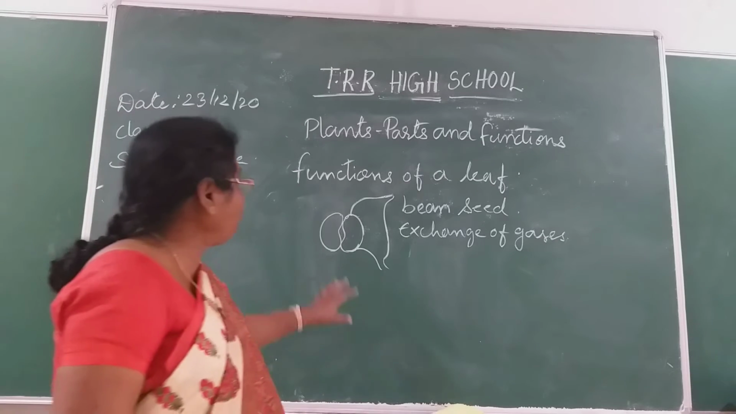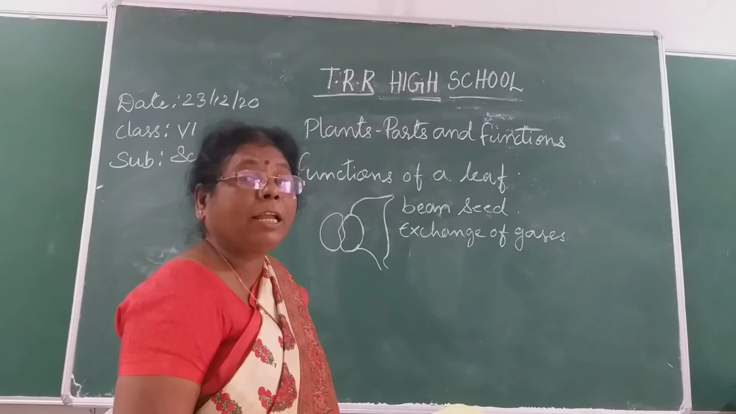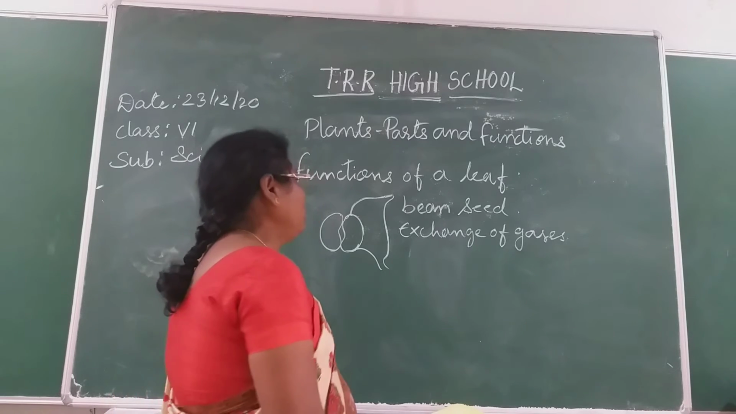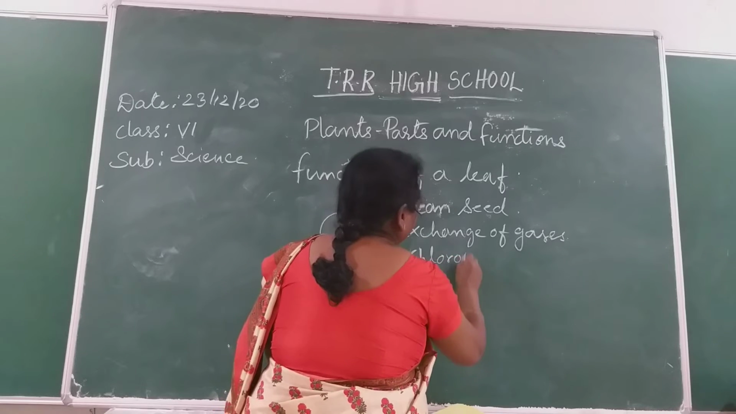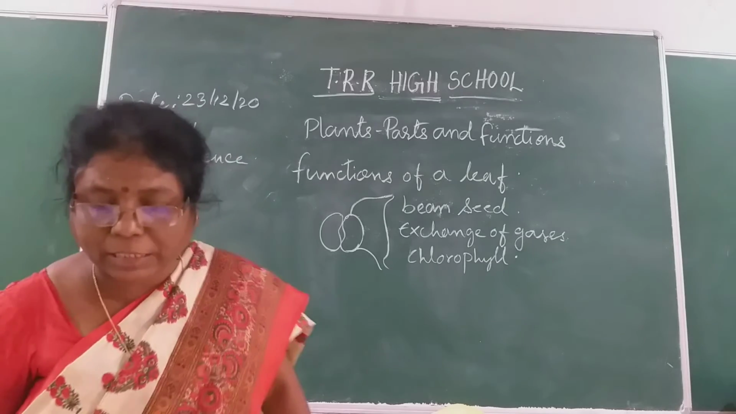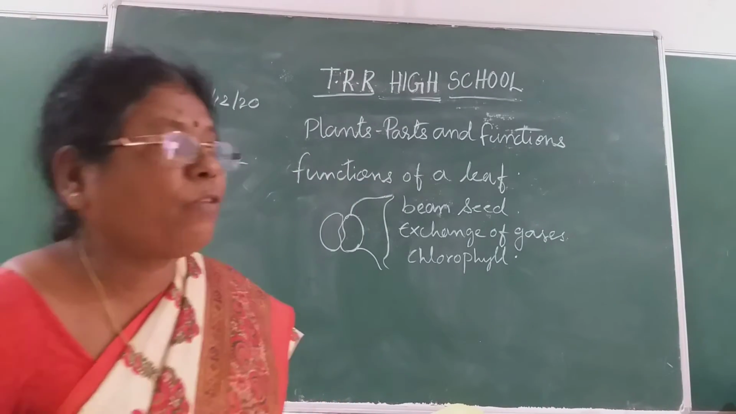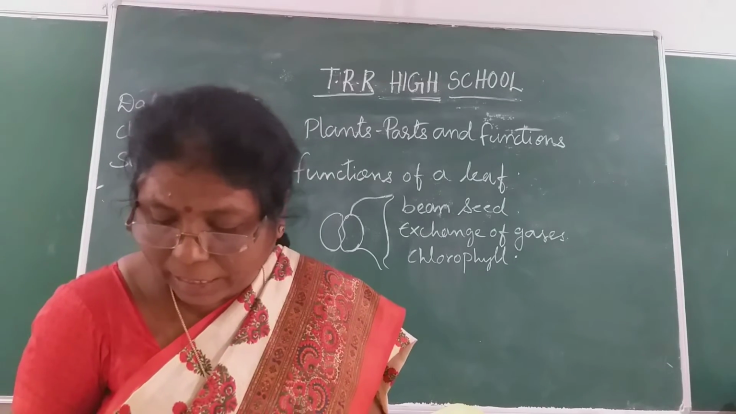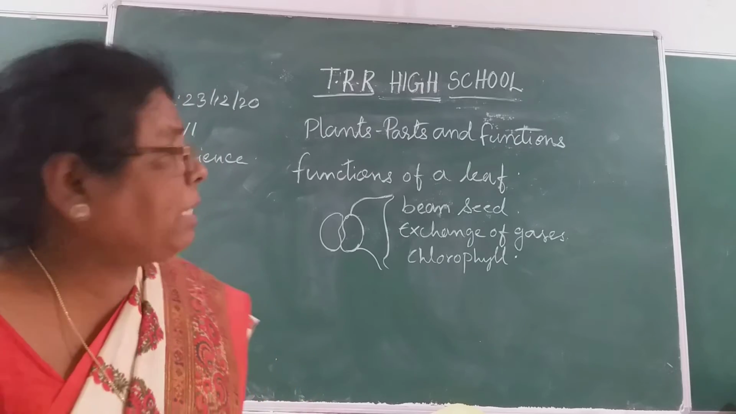What is the color of the leaf? It is green in color. Why is the leaf green in color? Because a pigment called chlorophyll is present. What is the pigment present? Chlorophyll is present in the leaf. Because of the chlorophyll pigment, it is green in color.